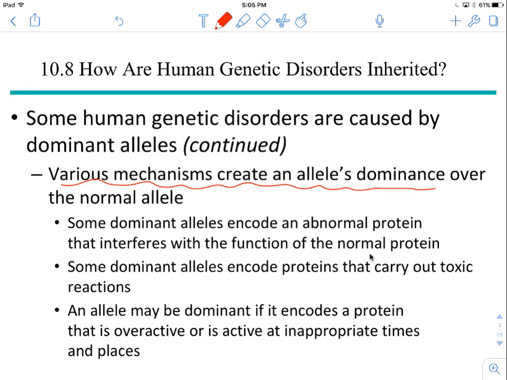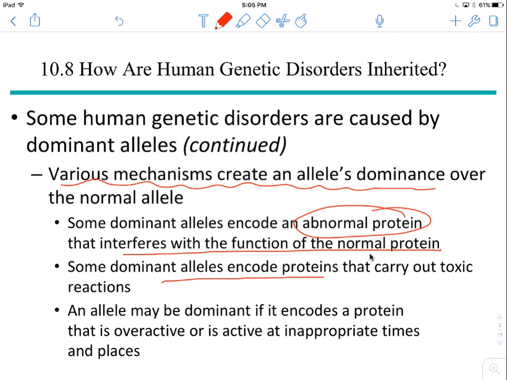A lot of the times, the dominant allele codes for an abnormal protein that interferes with the function of the normal protein. So it's not like you don't have the normal protein there, but it makes it not work. It somehow inactivates it. Okay.